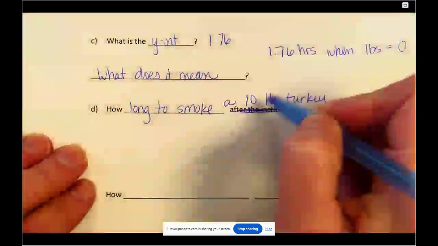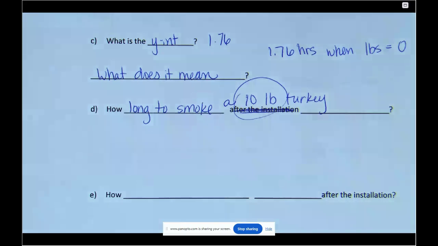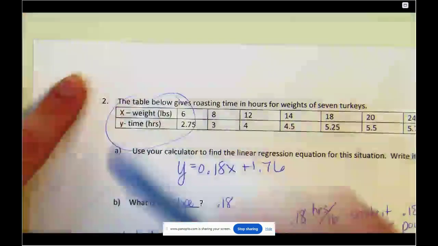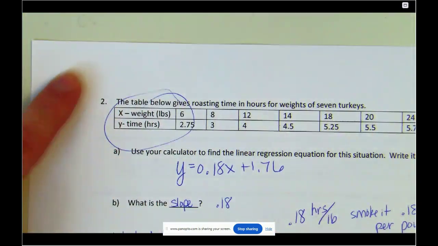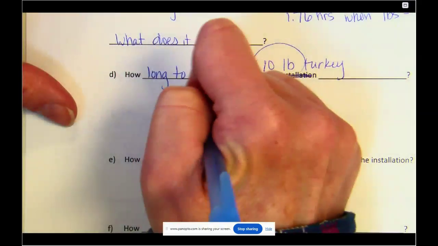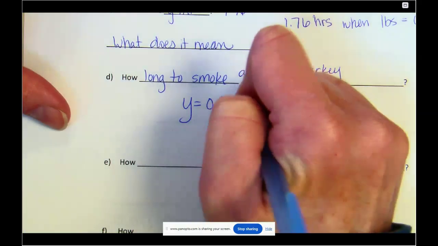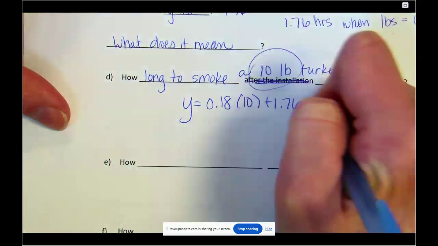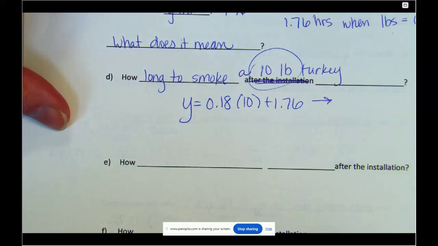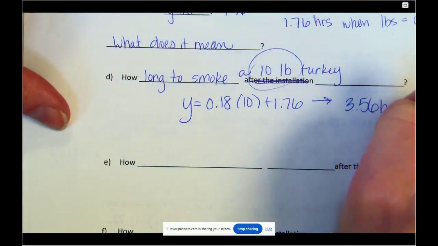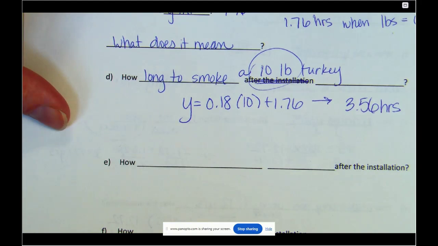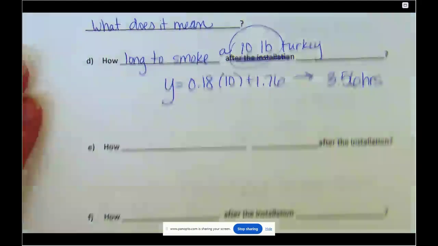Okay, so question, 10 pounds. Did I give you X or did I give you Y? I gave you X. You can always tell, because it has to tell you somewhere what X is. X is the weight of the turkey. So use your equation, 0.18 X plus 1.76. How long do we smoke our 10-pound turkey? Yeah, 3.56 hours to smoke a 10-pound turkey. Again, this is my typo here.